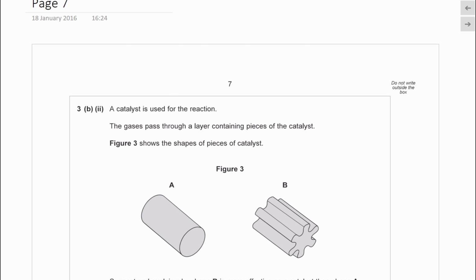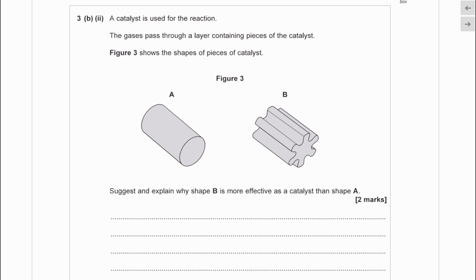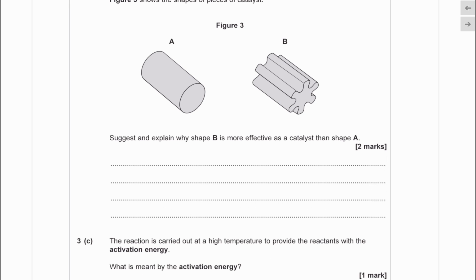All right, moving on. B, part 2. A catalyst is used for the reaction. The gases pass through a layer containing pieces of the catalyst. Figure 3 shows the shapes of pieces of catalyst. Suggest and explain why shape B is more effective as a catalyst than shape A. Now you should remember that something else which affects the rate of a reaction is the surface area. This is almost trying to trick you because catalyst is seen as another thing which increases the rate of a reaction. Very true. And so why not the surface area of the catalyst? Because that means it's exposed to more of the reactants at a given time.